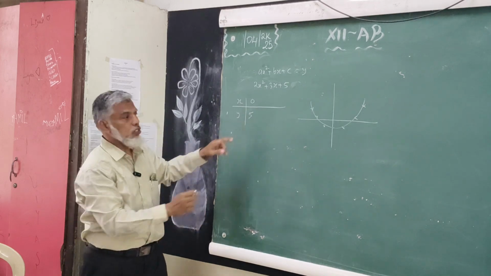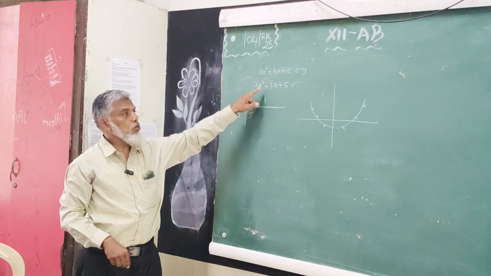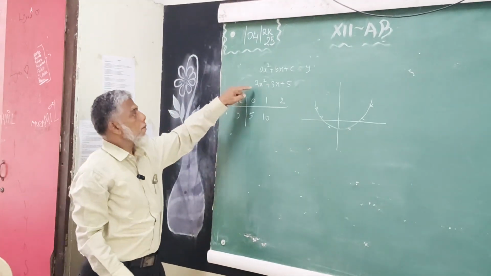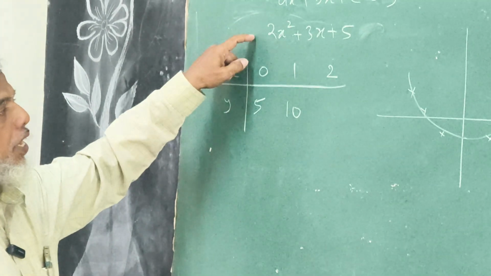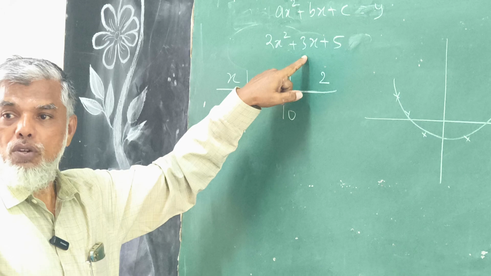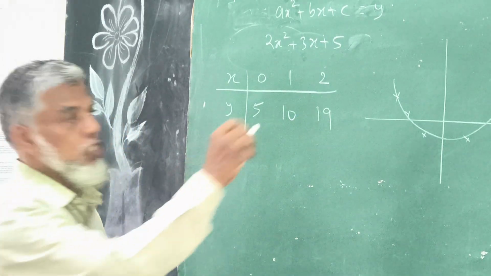X is equal to 1 and 10. 2 plus 3, 10. 2 2s are 4, 4 2s are 8. 8 plus 6, 14, 19. And then minus 1.